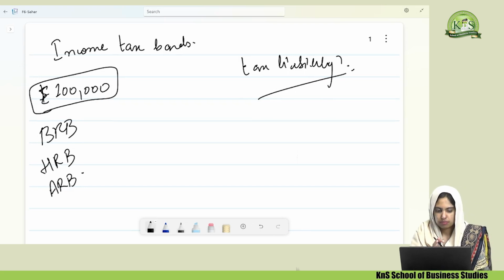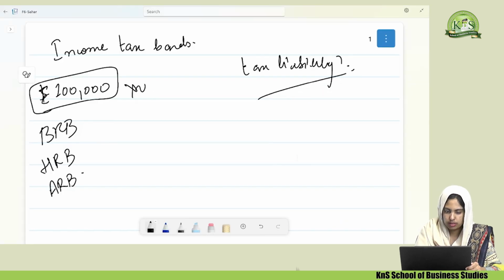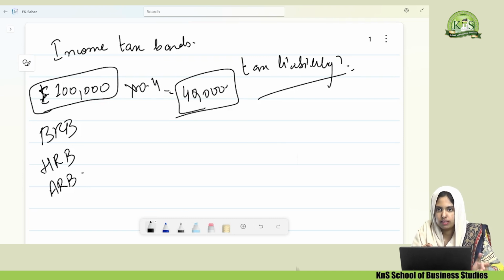Now, what will a student who doesn't know how to calculate do? He will say, okay, 100,000 is falling under the higher rate band, between these amounts. So he will put 40% here and the answer will be 40,000. He will then take the wrong option in the MCQ or MTQ, whatever you are tested with. So this is actually wrong.